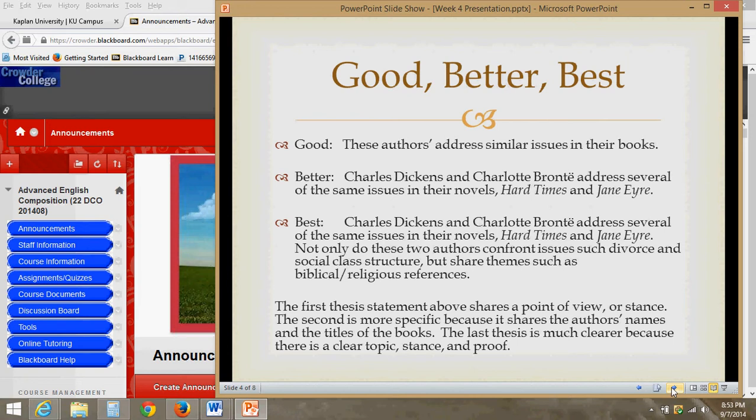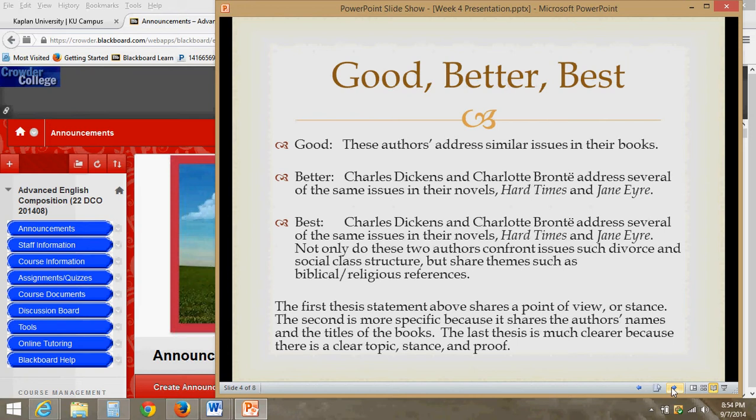We know that we're comparing those two, what the similar issues they have in their novels. And not only that, we have the names of the books, Hard Times and Jane Eyre. So you have a topic, we have a point of view, and we basically have a small amount of how they're going to discuss it. So we know that we're going to discuss Charles Dickens and Charlotte Bronte, and more specifically, these particular novels, Hard Times and Jane Eyre.